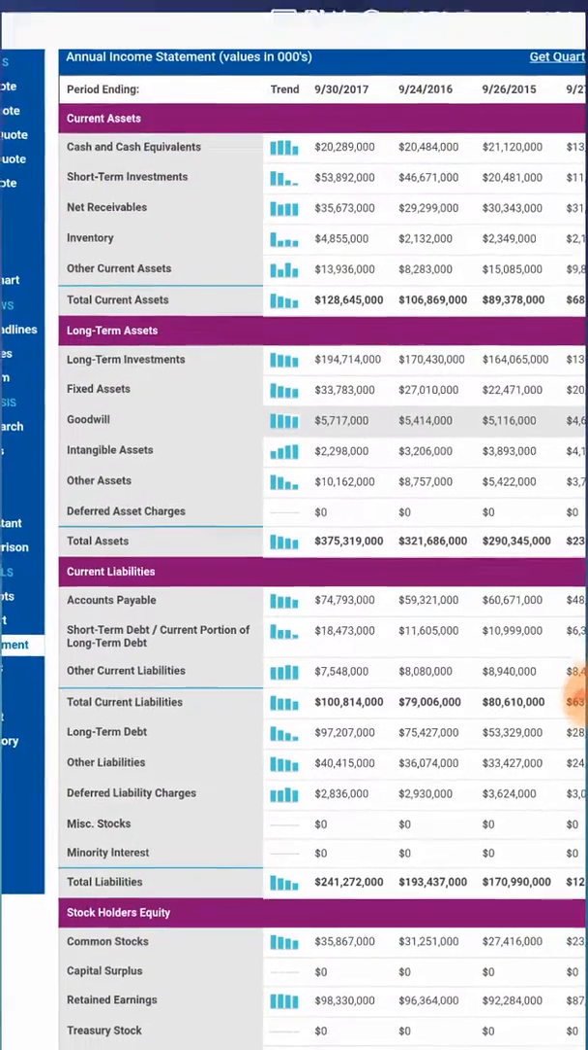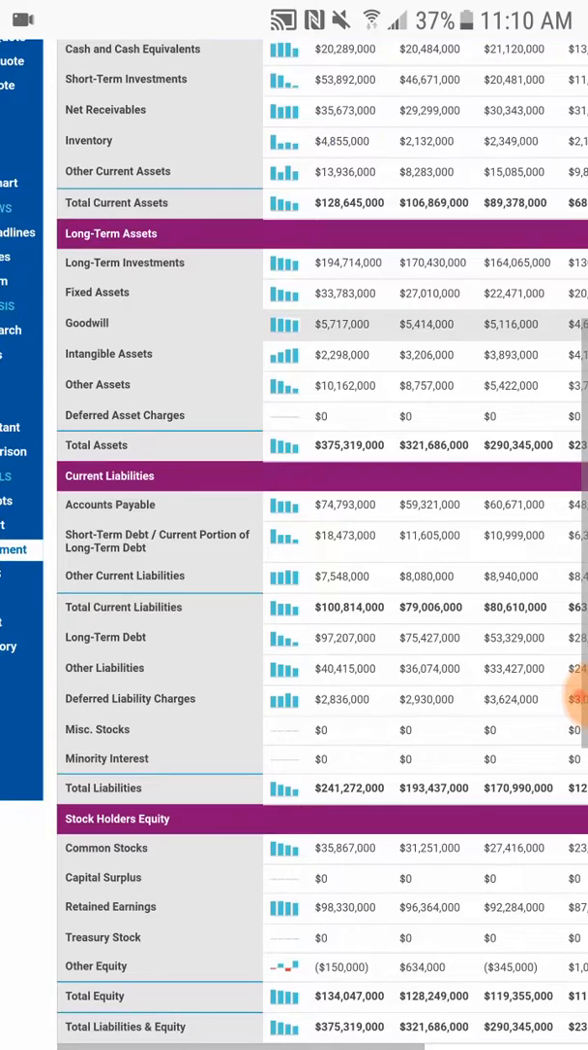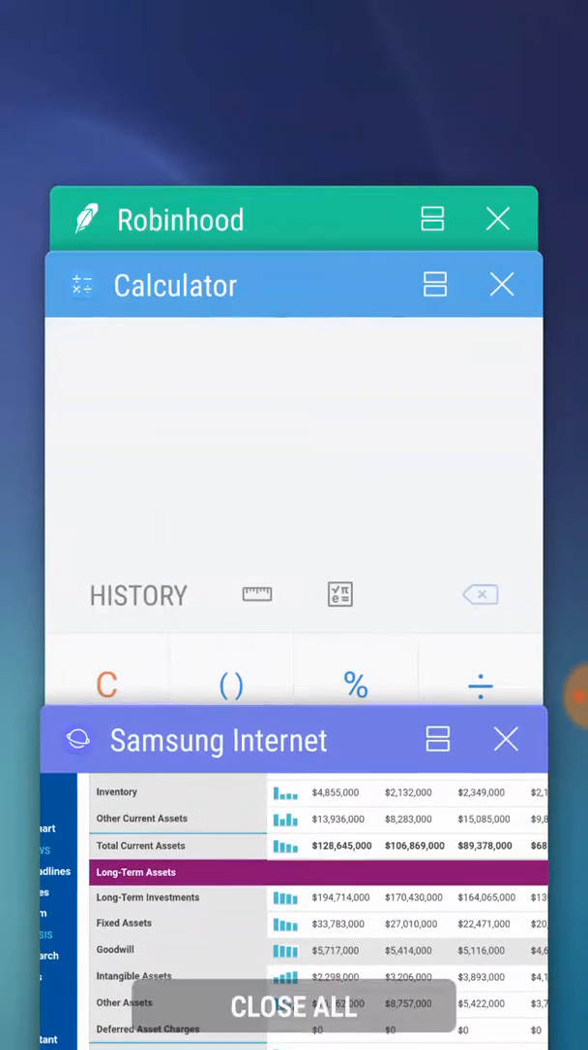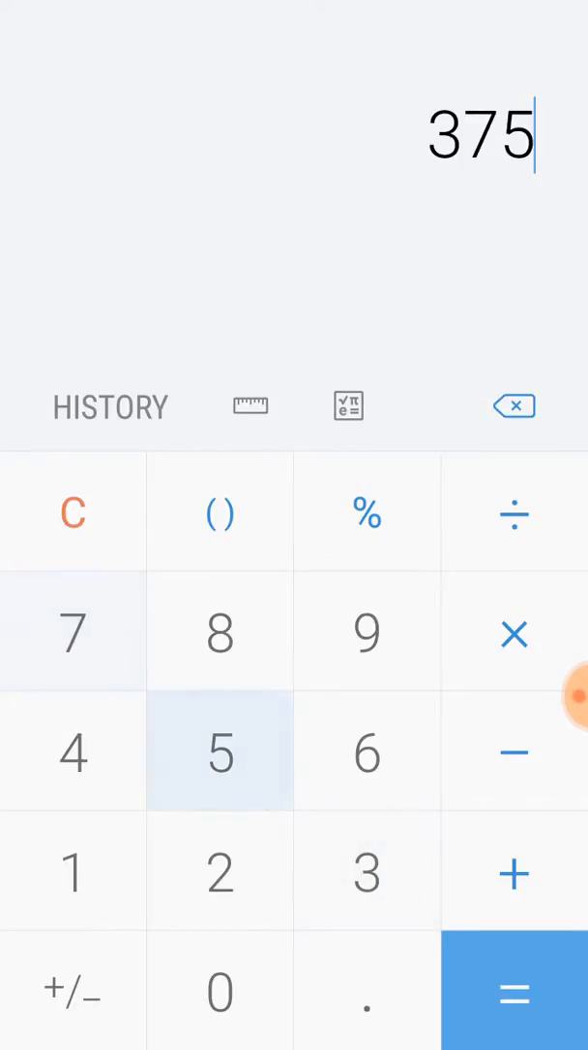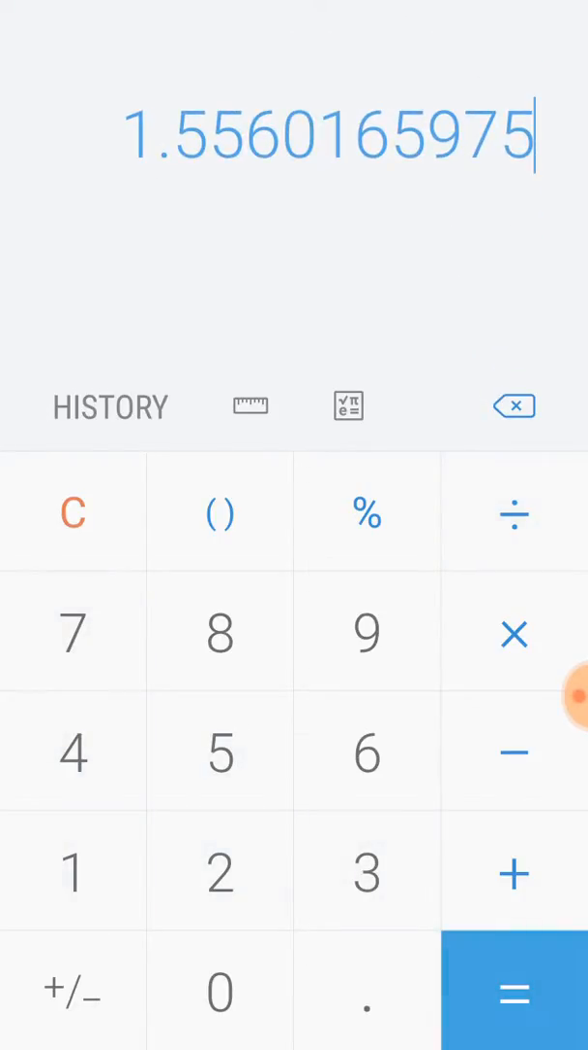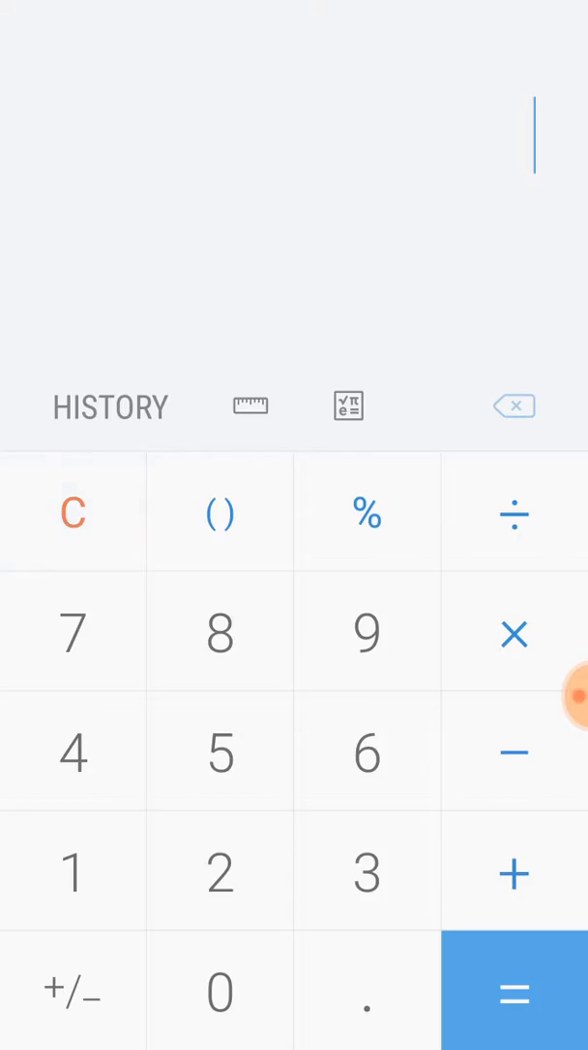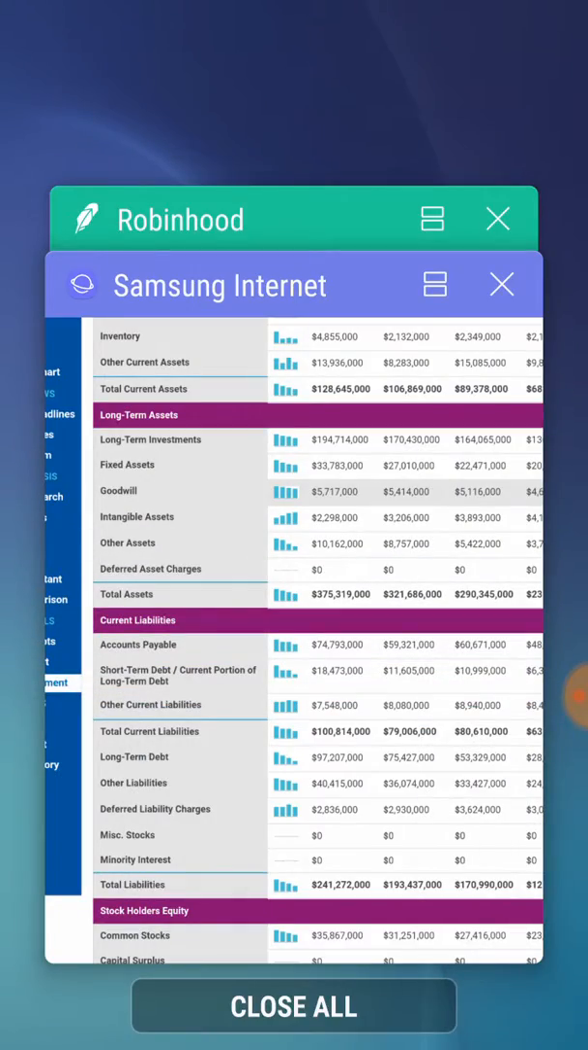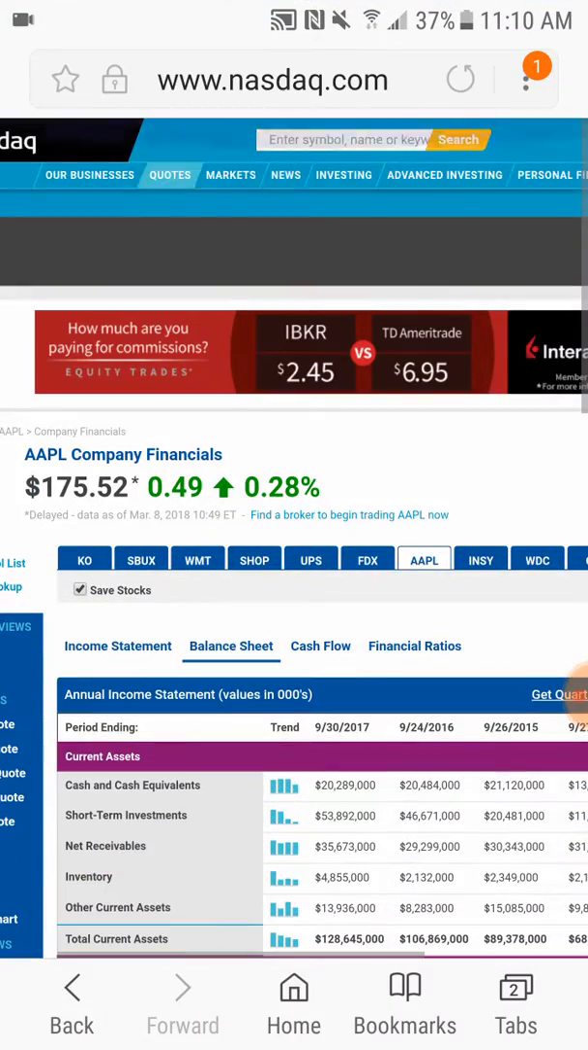Now, if we look at all their assets and then compare that to all their liabilities, we have 375 billion over 241. So it's 375 over 241. That's 1.5 times now, guys. That's 1.5 times their assets to their debt. That's absolutely phenomenal. Or is it?